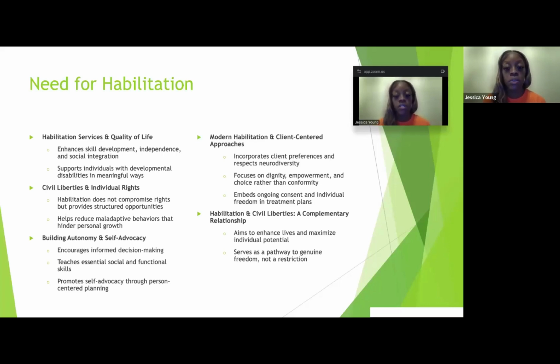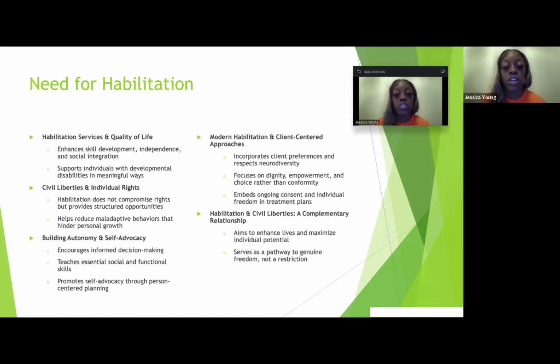In conclusion, habilitation services play a critical role in empowering individuals with developmental disabilities to achieve a higher quality of life through skill development, independence, and social integration. While civil liberties are essential, habilitation does not inherently compromise individual rights. Instead, it provides structured opportunities to build meaningful life skills and reduce maladaptive behaviors that may hinder personal growth and social participation. Through habilitation, individuals can make informed decisions, learn essential social and functional skills, and develop self-advocacy skills through person-centered planning. This approach respects their autonomy while preparing them for a more independent and fulfilling life.